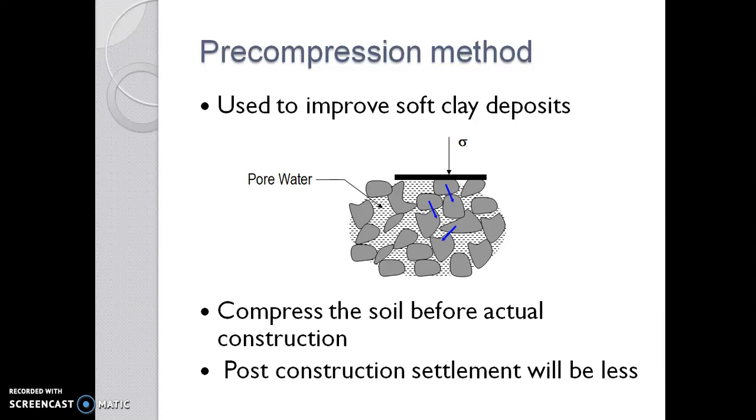So how can we solve the problem? We can solve the problem if we can remove this pore water. So that is done by the method of pre-compression. As the word means, the soil is pre-compressed using suitable load before the construction of the actual superstructure, and the water is removed, and after the removal of water and the achievement of settlement, the pre-load is removed and the actual structure is constructed over the soil. Since for the structural load the settlement is already achieved, the post-construction settlement will be very, very less or will be within the permissible limits.